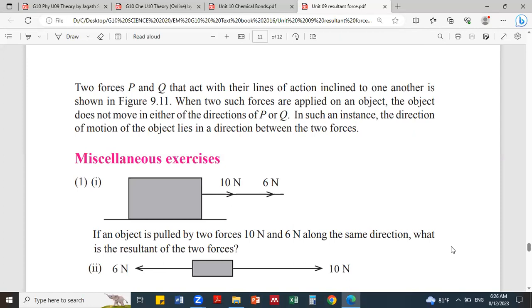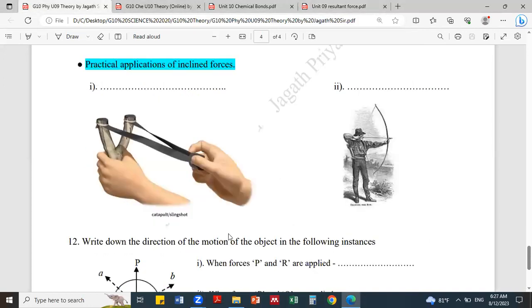All right, then the next one. That's all they have given in the textbook. So this is one example. Sometimes even students use a rubber band and do this: a catapult or slingshot. Example, catapult.